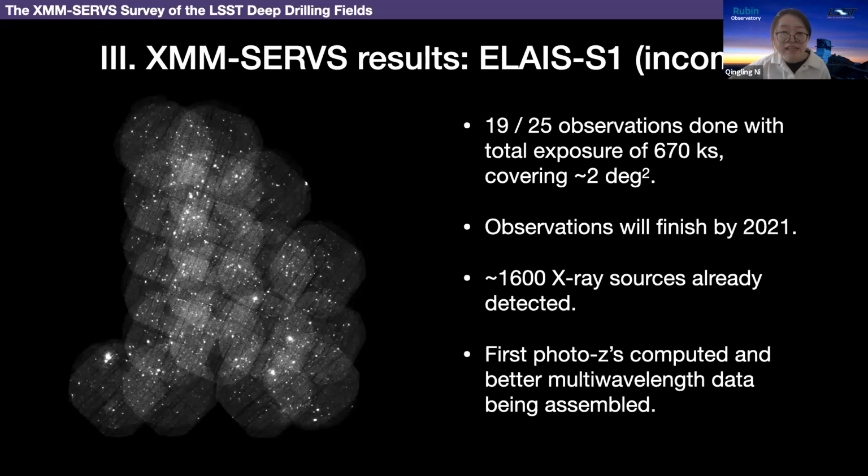Our third field, LSS1, has been observed in parallel with WCDFS, although it's a little bit slower. We have now finished 19 out of 25 pointings, and 2 of them just arrived last week. And the whole observations will finish by 2021. We so far detect around 1,600 active sources in the field. We have also computed the first version of photo-zs in this field, but we are waiting for better multi-wavelength data being assembled.